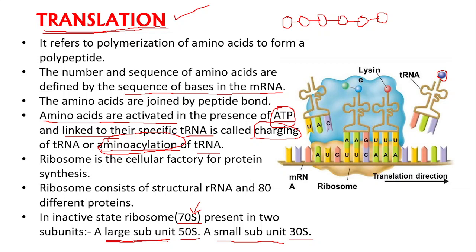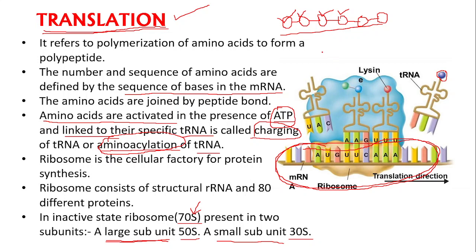Right. And do remember, the sequence of amino acids in that particular polypeptide chain will be determined by the particular codons that are present in the mRNA. See here, based upon the codons that are present in the mRNA, what will be formed?